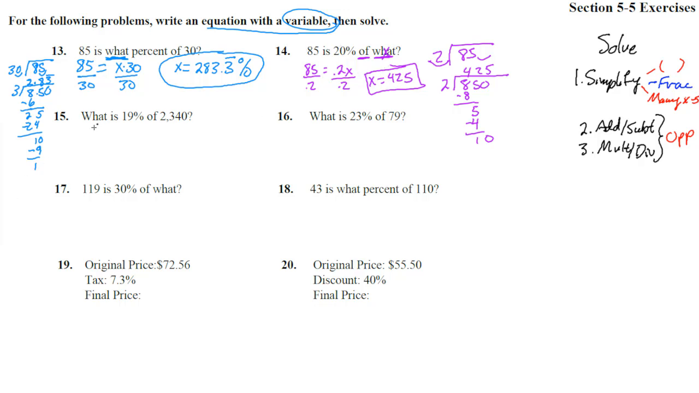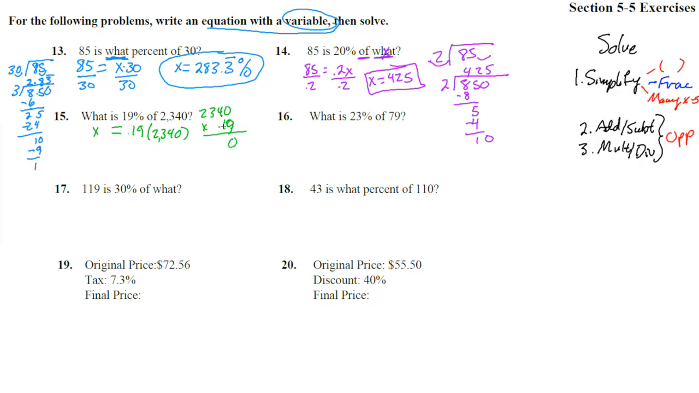Number 15. What is 19%? That's 0.19 of, means times 2340. All right, let's look at our equation. x is already by itself. We don't even need to multiply or divide anything to get x by itself. We just need to compute this right here. So that's 2340 times 19%, which is 0.19.